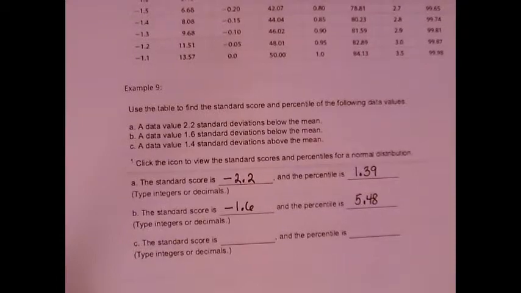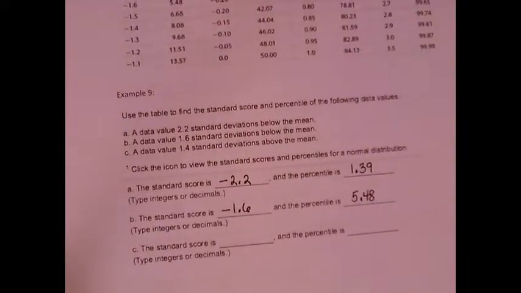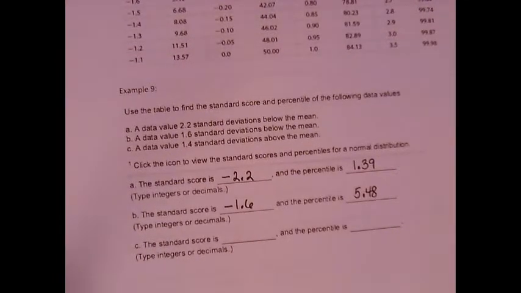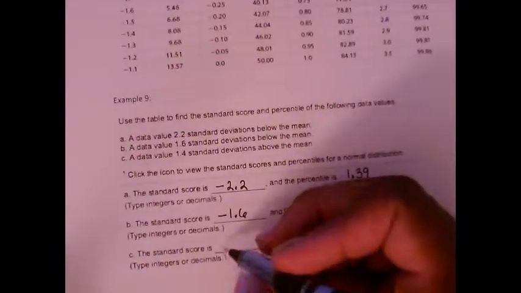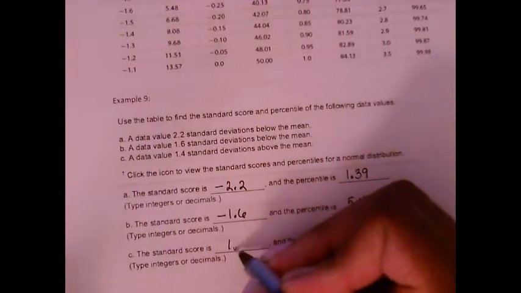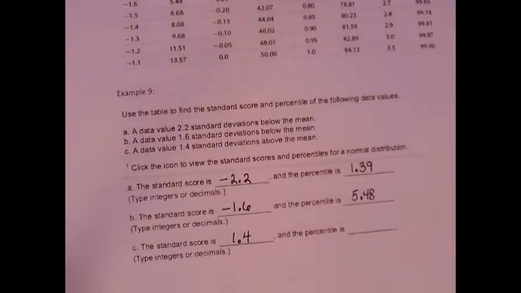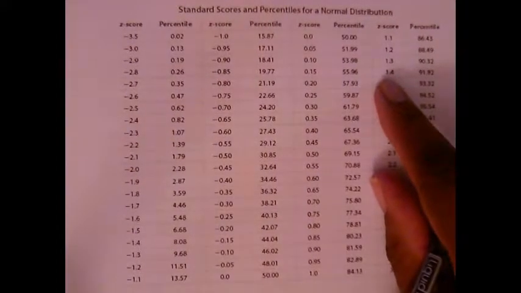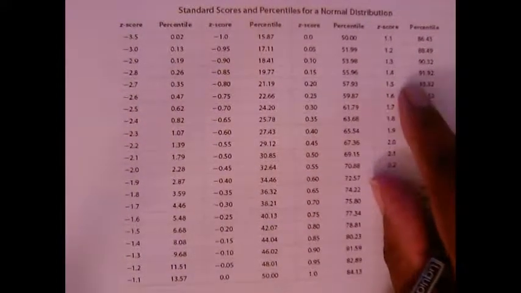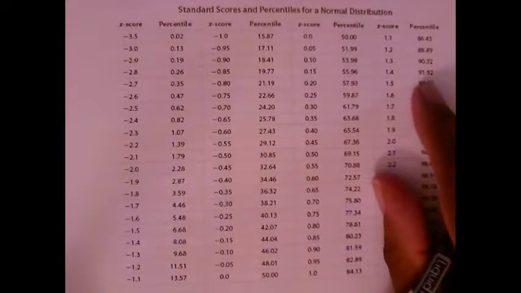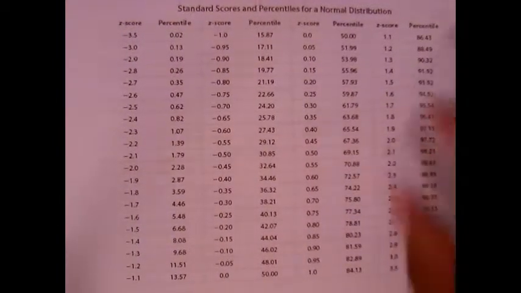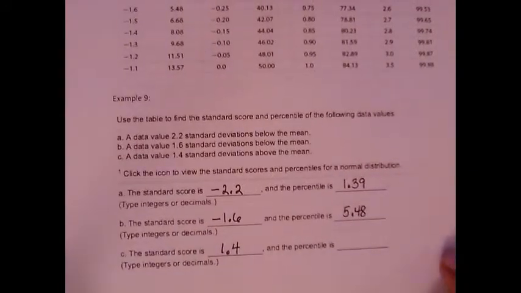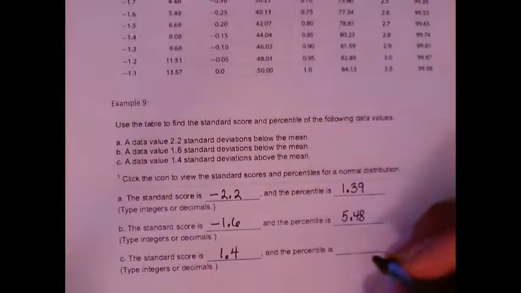And then part C, the standard score for a data value 1.4 standard deviations above the mean. Well, above means that it has to be positive. So here, the standard score will be 1.4. And then we're going to find 1.4 to determine what that percentile is. So here's 1.4 way over here. That percentile is 91.92.